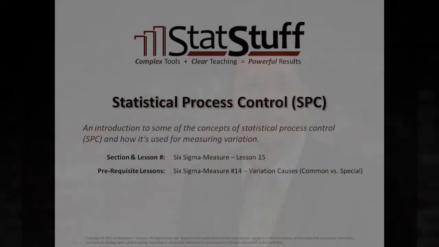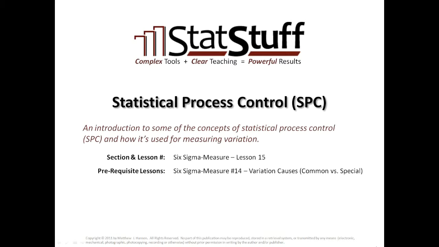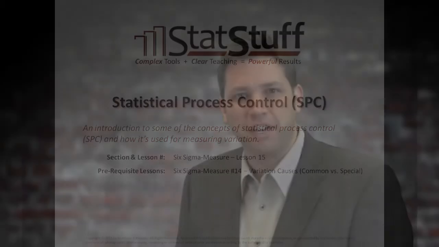In this lesson, I'll just touch a little on the concept of Statistical Process Control, or SPC, and how it's used for measuring variation. This won't go too deep into SPC, but some of the concepts do build on the prior concepts about spread and variation, so you may want to watch those first. For now, let's begin by quickly reviewing the differences between common cause variation and special cause variation.